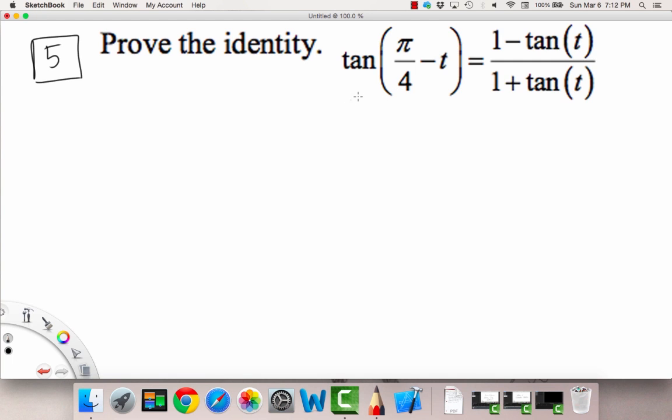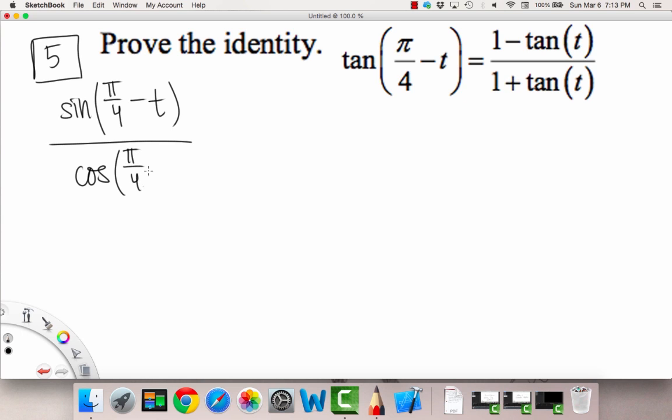But on the left side, what we can do first of all is say, okay, wait, we don't know any difference or subtraction identity for tangent, but we do know that tangent is equal to sine over cosine, right? So we can break up the left side into sine of (pi over 4 minus t) over cosine of that same thing. Alrighty, so that's what the left side equals. So we're just going to start with the left side, and we'll work through.